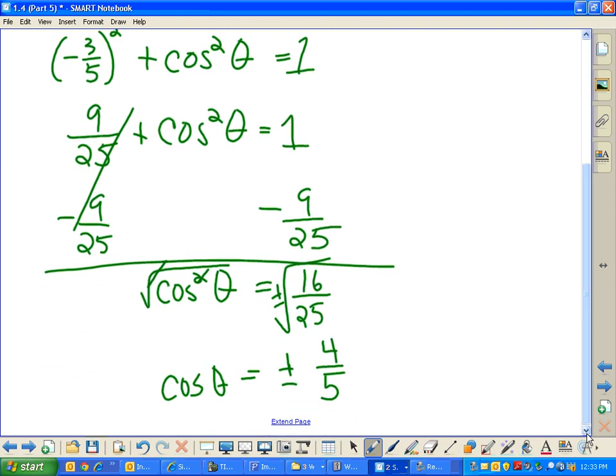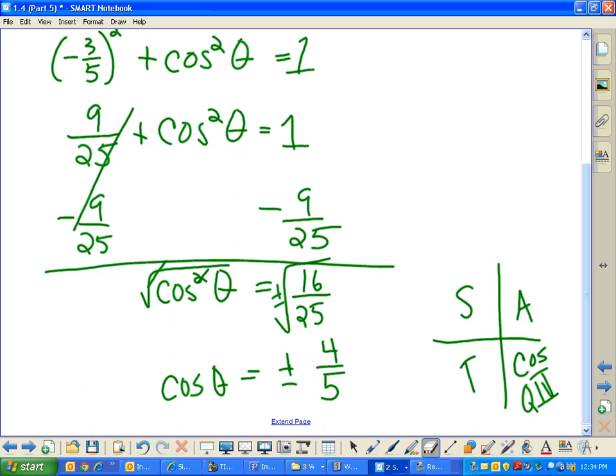Quadrant 4. So drawing it out, all students take classes. Down here is quadrant 4. So I have to ask myself, should cosine be positive or negative in quadrant 4? This is step 3. This is our last thing we have to do. Go ahead, Emily. Yes, it is positive for certain. The C in quadrant 4 means that cosine is positive, which means my answer here is positive.